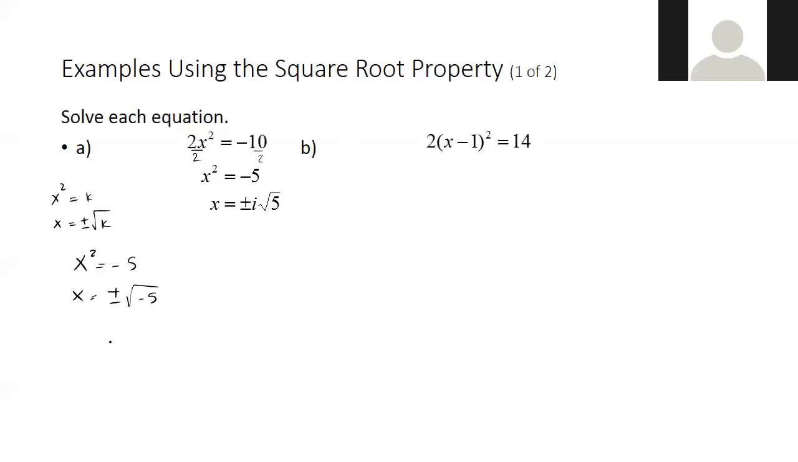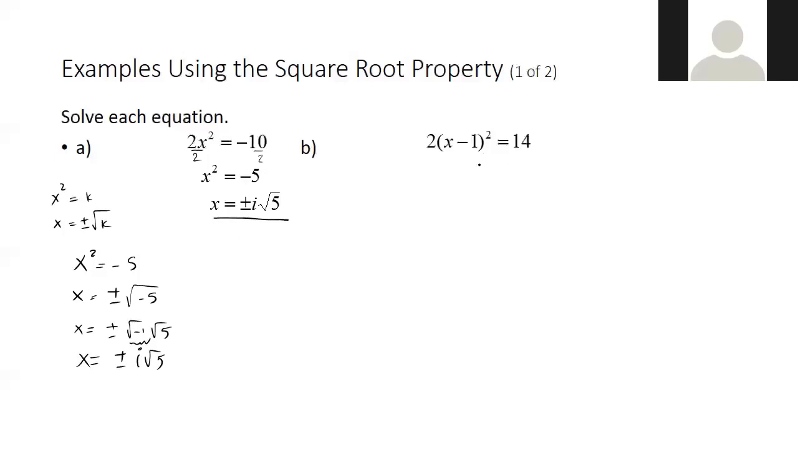Remember, when you have a minus under the radical, that would be square root of minus 1 times square root of 5. What are we going to replace the square root of minus 1 with? i. That's the imaginary number. So it would be plus and minus i radical 5. That's why we get x equal to plus and minus i radical 5 here.